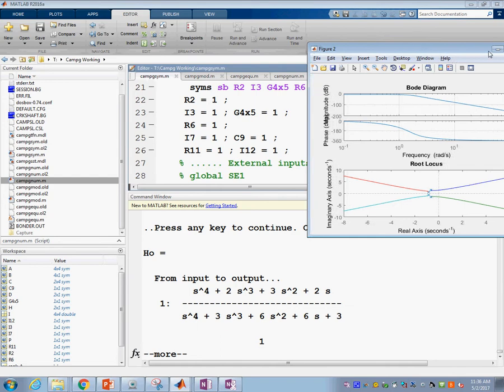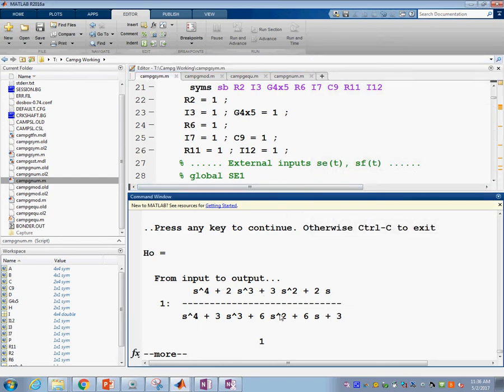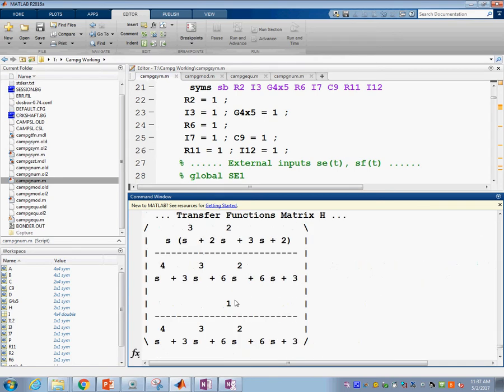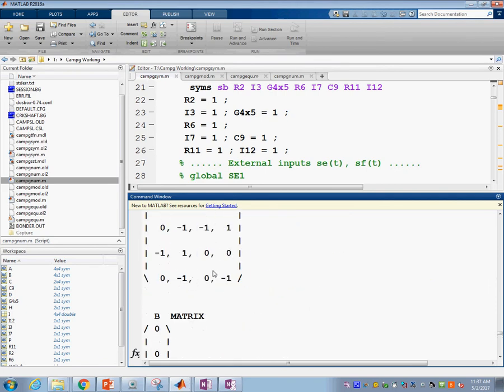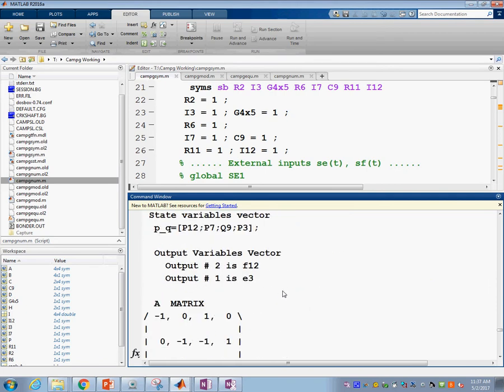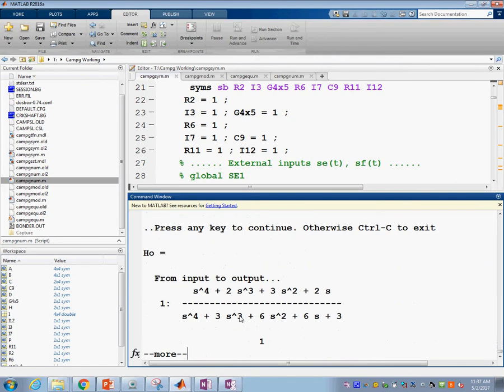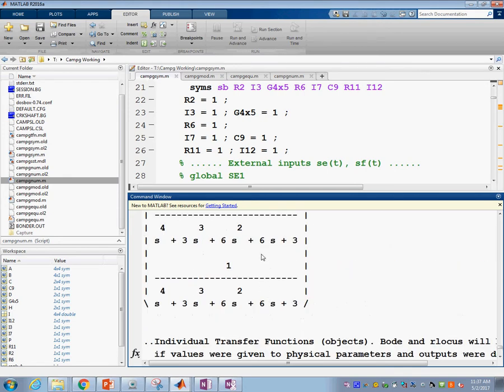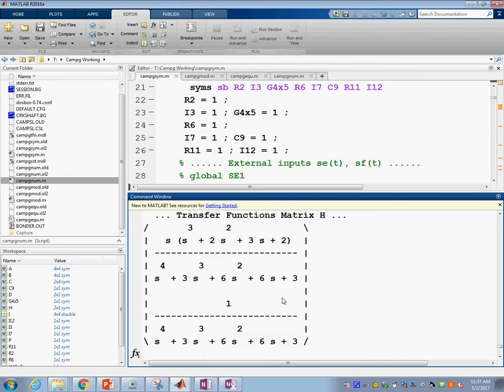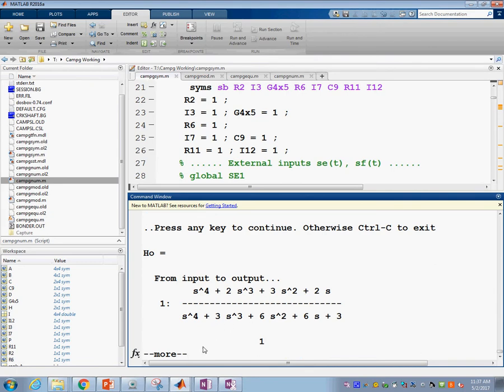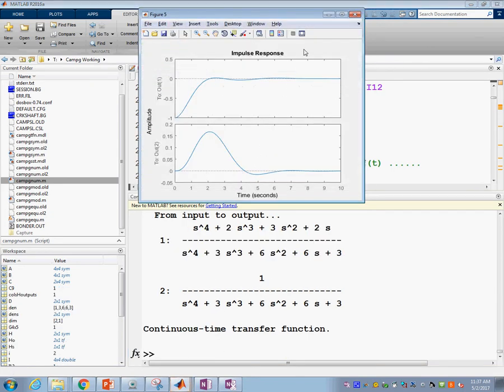Of course, it already ran with the transfer functions several things. But you see here, from input 1 to the output 1. So what was our output 1? It's telling you here what the output is. See, output 1 is E3. So this is the transfer function for E3. It's right here also in a matrix vector form. And there is one for the 2.